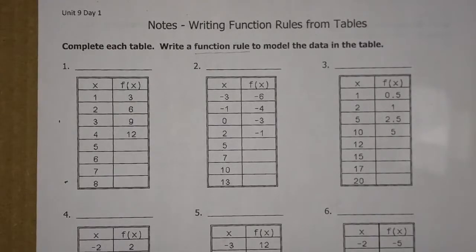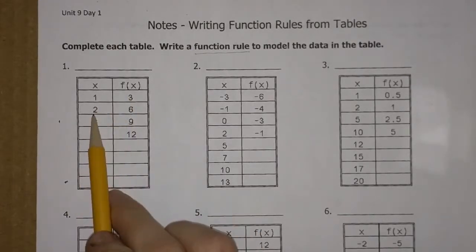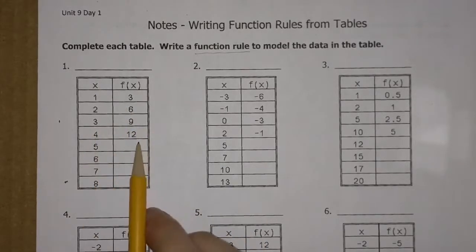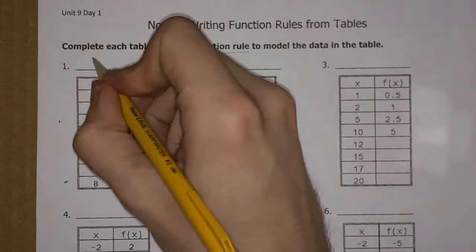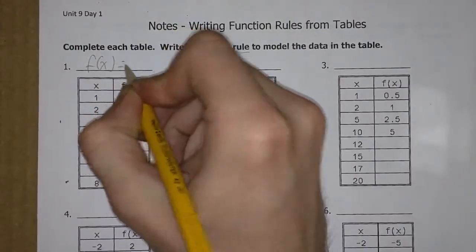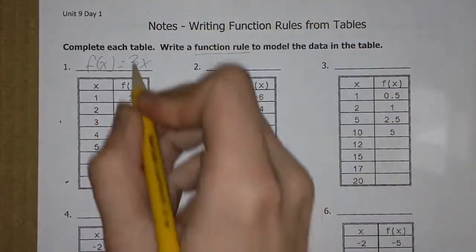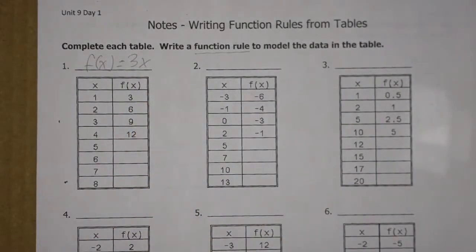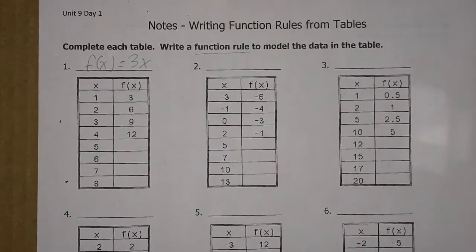Well, let's see, 1 times 3 would give us 3. 2 times 3 would give us 6. 3 times 3 would give us 9. 4 times 3 was 12. Okay, so we see a pattern here. So my f of x, I have a feeling it's going to be 3x. So take your inputs, multiply them by 3, and that gives you the outputs. And that actually works, plain and simple.